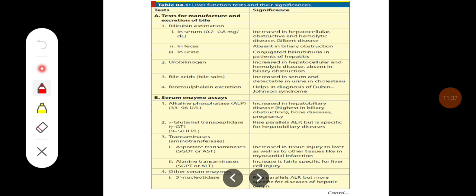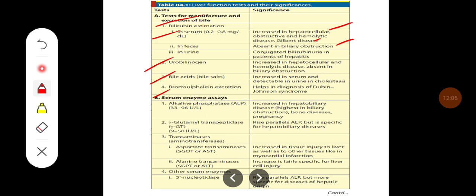Here are some of the tests with their significance. Tests for manufacture and excretion: bilirubin is estimated, urobilinogen, bile acids, and bromosulfalein excretion. Bilirubin is increased in hepatocellular, obstructive, and hemolytic disease, and also in Gilbert's disease. Bilirubin is absent in urine in biliary obstruction.